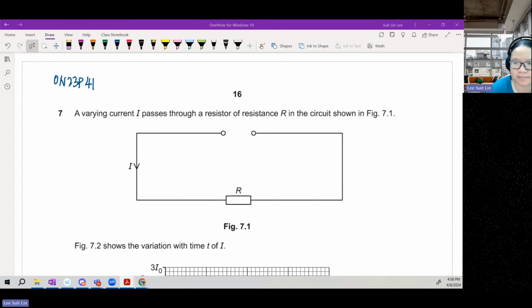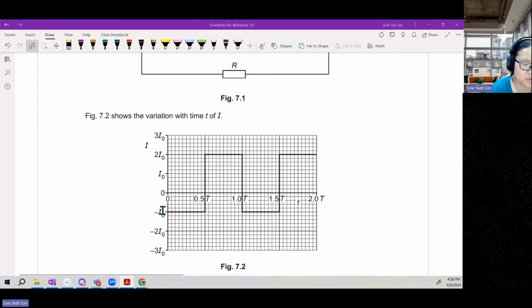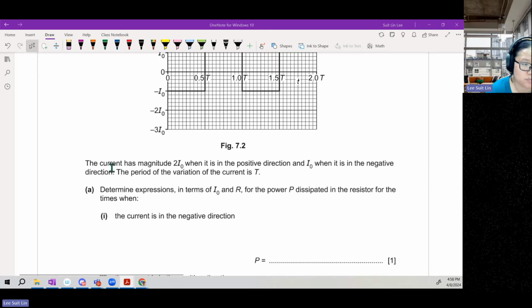Okay, so this is question 7. It's an alternating current question, and you are basically passing an alternating current through a resistor. But this current is a very strange rectangle wave current that goes from negative I0 to positive 2 I0 at alternating intervals. So determine the expression in terms of I0 and R for the power dissipated for the times where the current is in the negative direction.